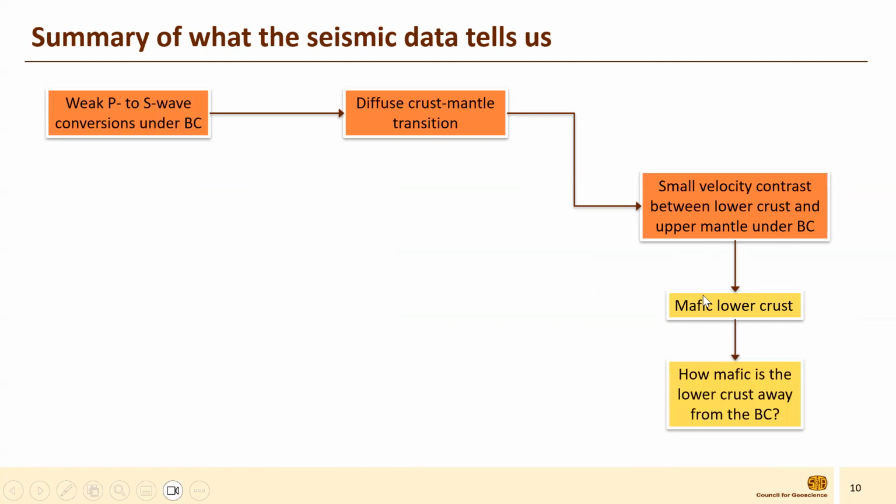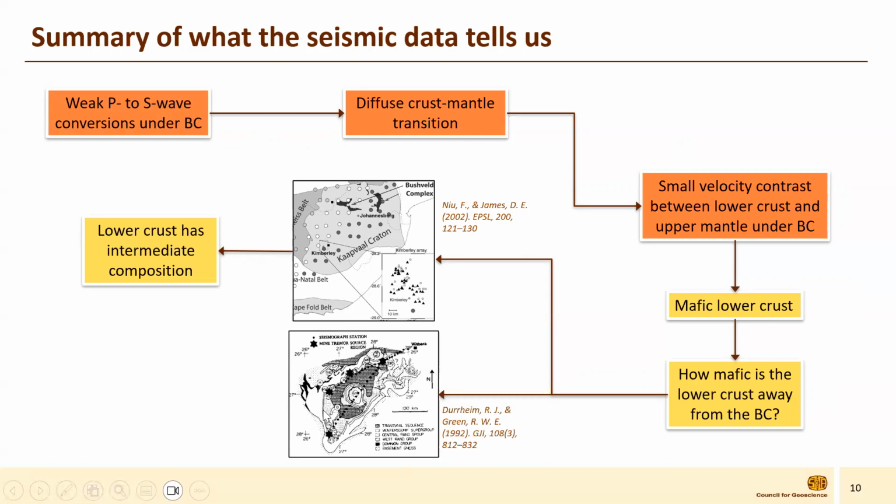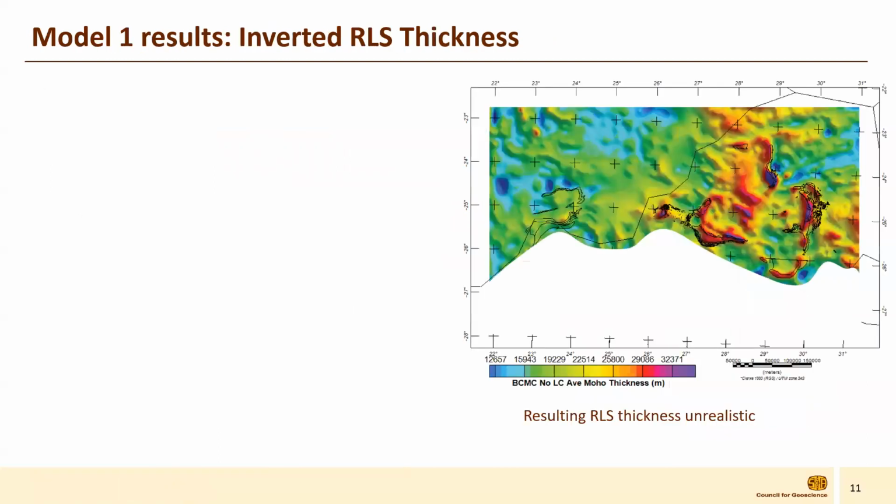How mafic is the crust away from the Bushveld? Well, this is seismic work right near Kimberley, way outside the Bushveld, which is here. Shows the lower crust as intermediate composition. If you look at another seismic experiment, lower crust is felsic granulite. All these things point to the lower crust being special underneath the Bushveld.